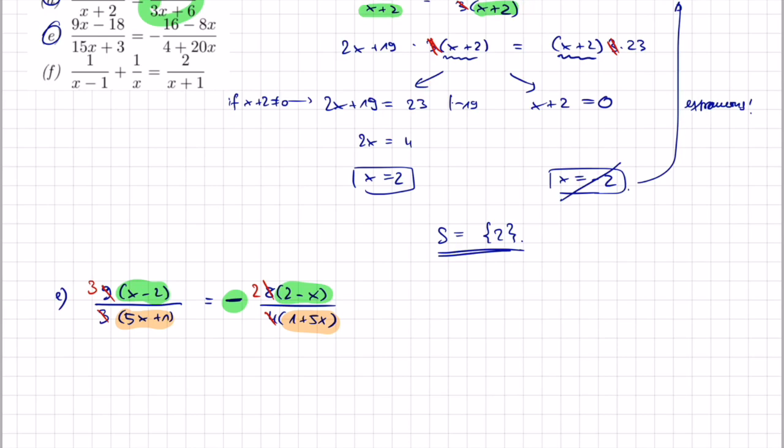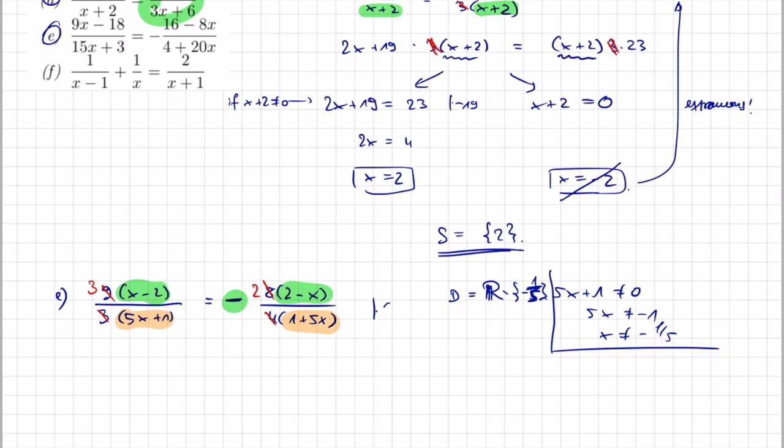So first of all, let's look at the domain. Of course, what's the domain? 5x plus 1 can't be 0, so 5x can't be minus 1. So minus 1/5 is forbidden. And now we can multiply it out then safely. And we are left with 3 times x minus 2 equals 2 times x minus 2.